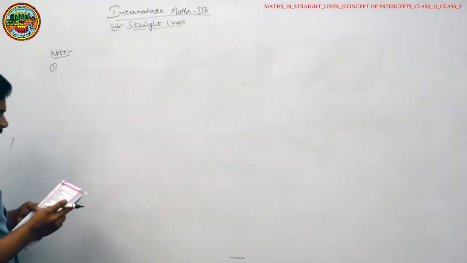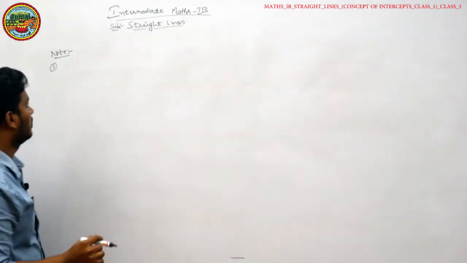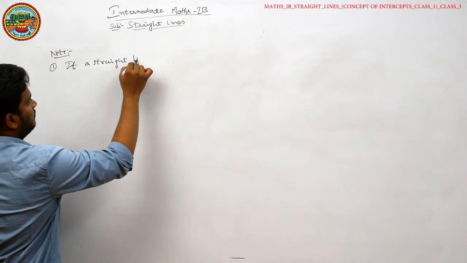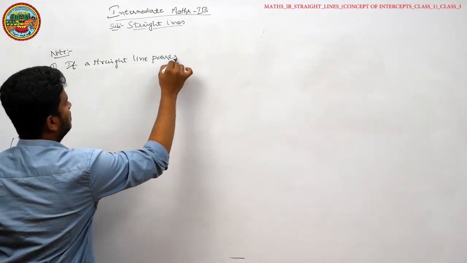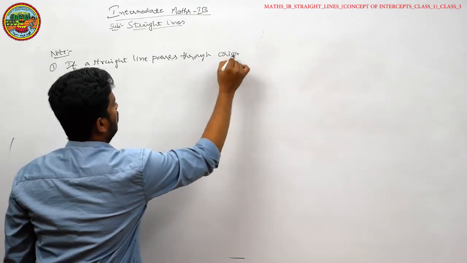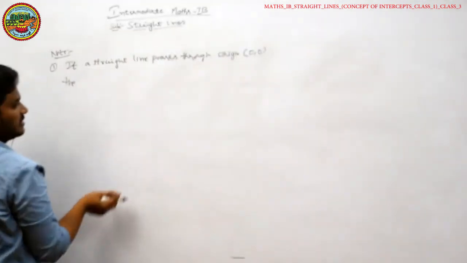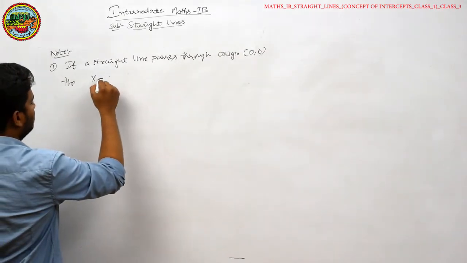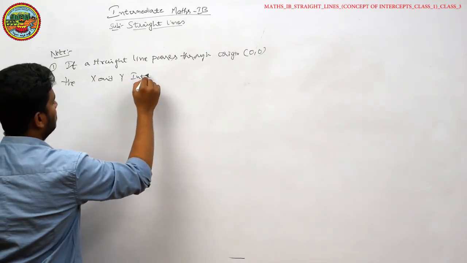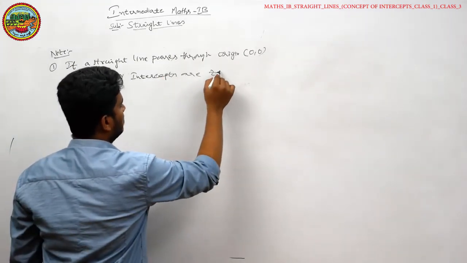Note 1: a straight line passes through the origin if and only if the x-intercept and y-intercept of the straight line are both 0. So if a straight line passes through the origin, which means 0 comma 0, then the x and y intercepts are 0.